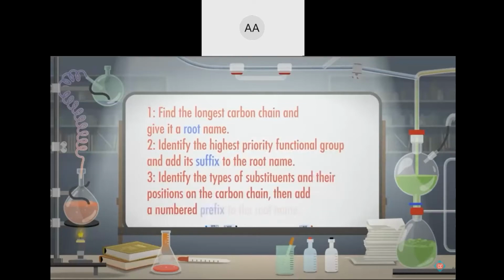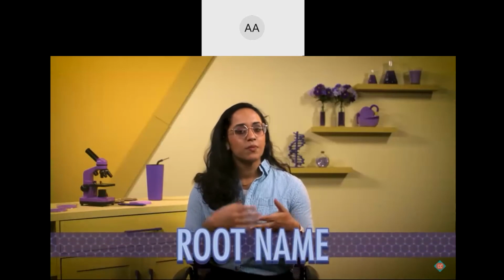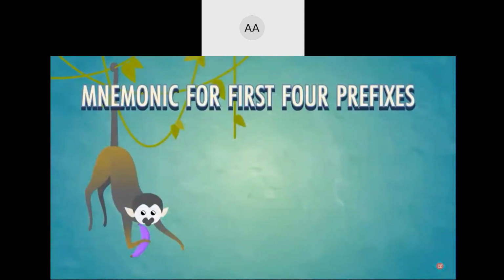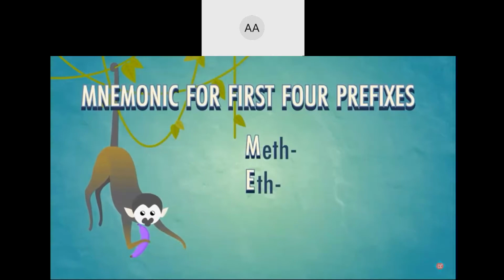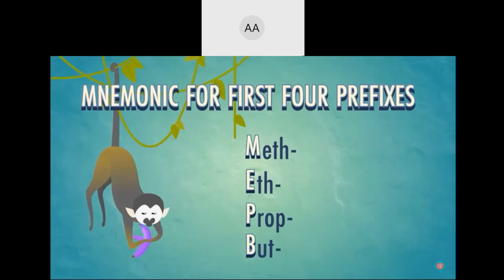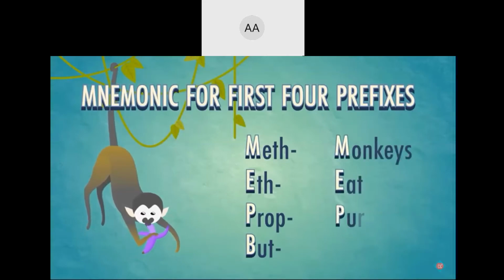So we start building any systematic name with the root name, which comes from the longest carbon chain in the molecule. The word longest is key because some molecules will have long chains sticking out that can throw you off. So make sure to do a little extra counting to make sure you actually found the longest one. Carbon chains containing up to 4 atoms have arbitrary sounding root names. 1 carbon is meth, 2 is eth, 3 is prop, and 4 is but. This can be a little tricky to remember, but you can use this mnemonic to help. Monkeys eat purple bananas.